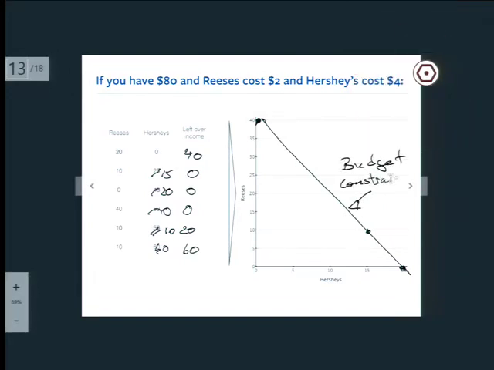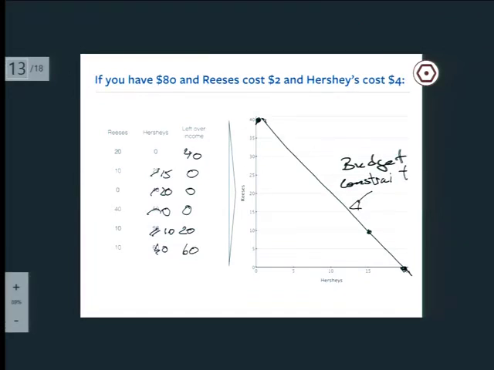Wow, that's terrible writing. Whoa. I'll get better, I promise. But this is the budget constraint. This is the set of bundles that you can choose to consume, and you're spending all of your income.